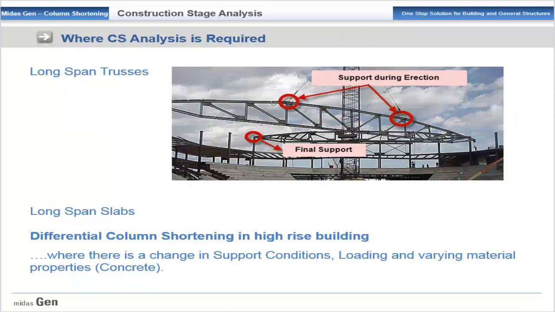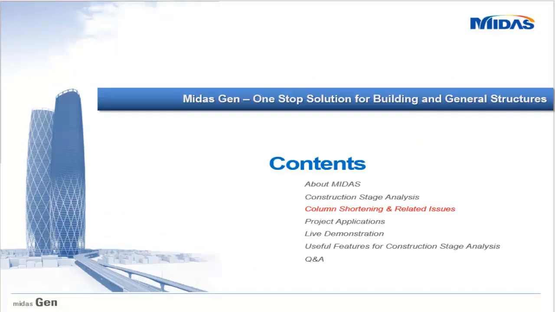So CS analysis is also required for long span trusses. As we see here, the boundary support changes while erecting and placing the truss in position. It is also used in bridges and in buildings for long span slabs, and for differential column shortening in high-rise buildings as explained earlier. So in short, where there is change in support conditions, loading and varying material properties, construction stage analysis is required to be performed.